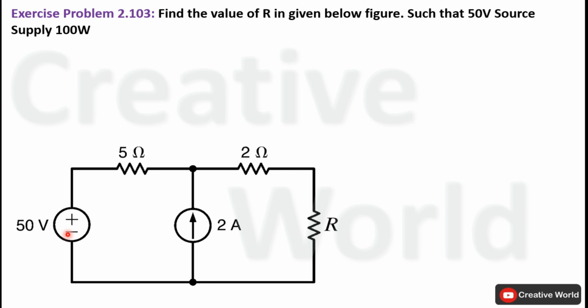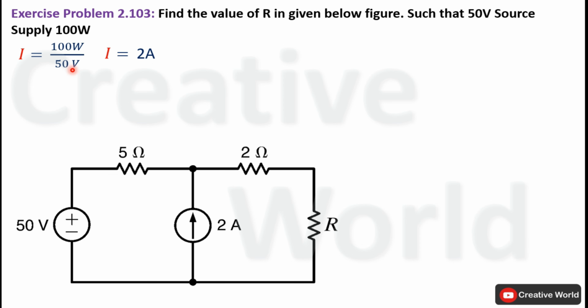First of all, we will try to find out total supplied current through this voltage source. For that purpose, we will use power equation, that is the product of voltage and current. If we know any two quantities, we can calculate third quantity. In this case, we know the value of voltage across this voltage source and power supplied through it. So we can calculate current through it using this equation. I is equal to 100 watt divided by 50 volt.